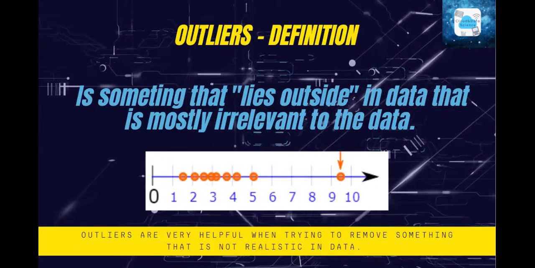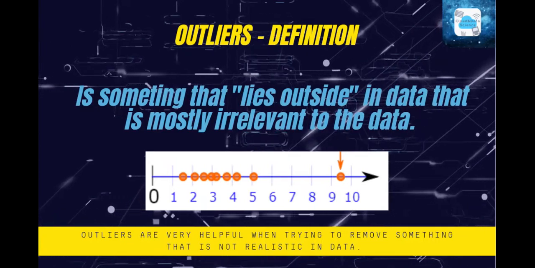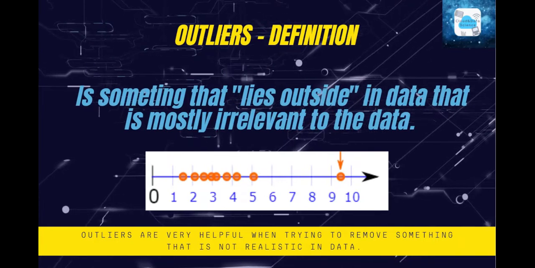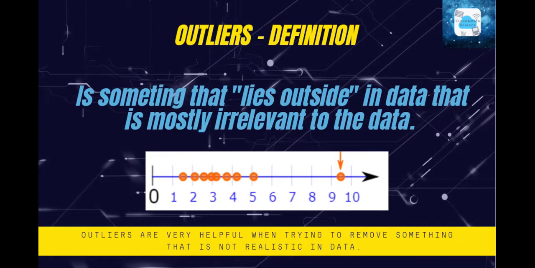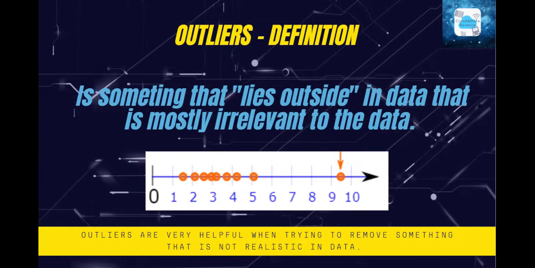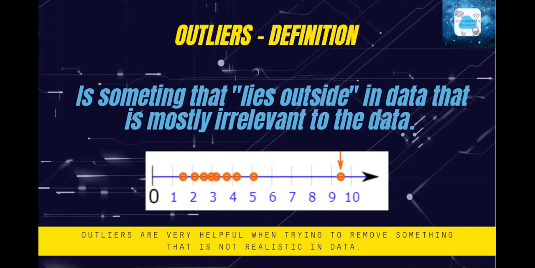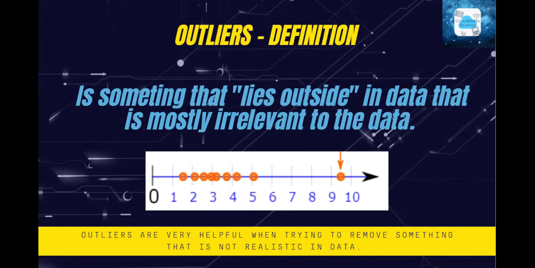Outliers. Outliers are values that lie outside the rest of the data and are mostly irrelevant to the data. For example, you could see that 9.5 is much further away from the main part of the data, so that would be an outlier. Finding outliers is very helpful when you're trying to remove something that is not realistic in data. So removing outliers improves the accuracy of the data and makes the data more relevant.